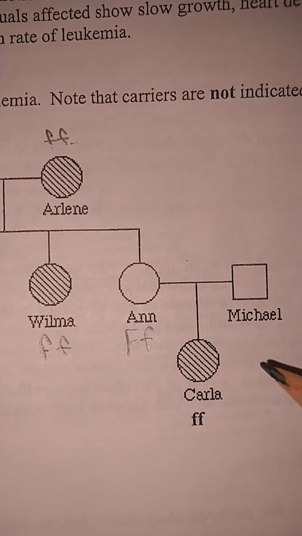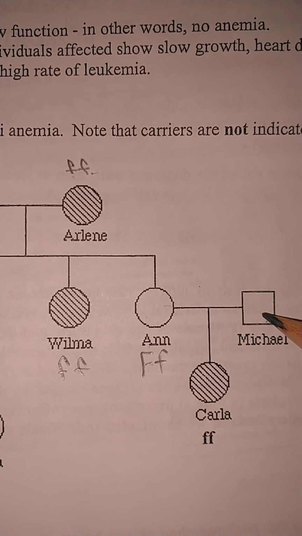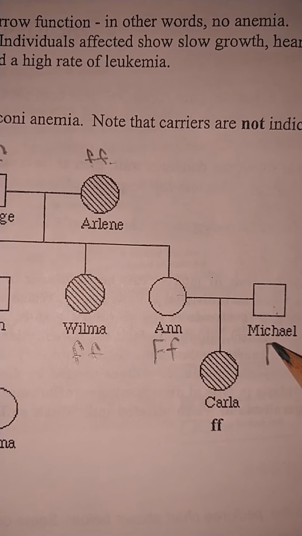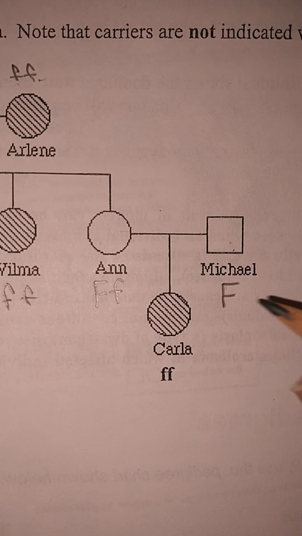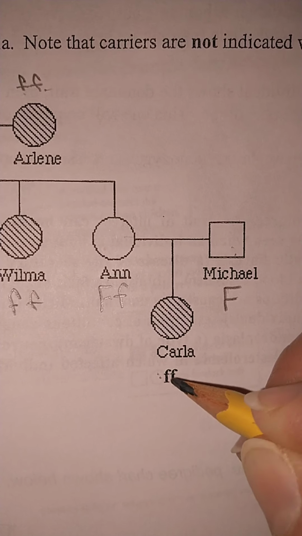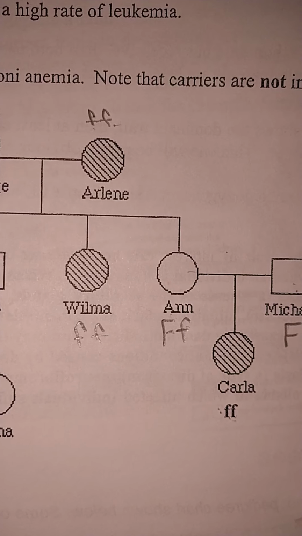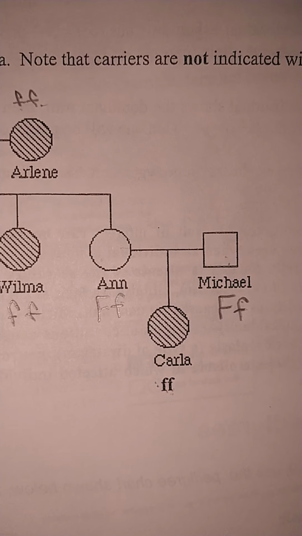Then Anne married Michael, and that's their marriage there. Michael does not have the trait, so we know that he does have a big F. He's showing the dominant normal bone marrow. But then they had Carla. Carla does have the anemia. She has two little f's, so one little f came from Mom, and one little f would have had to come from Dad. So Dad has to be big F, little f.